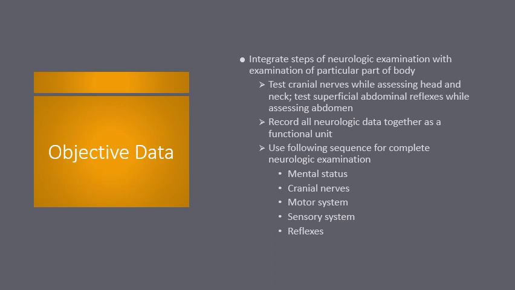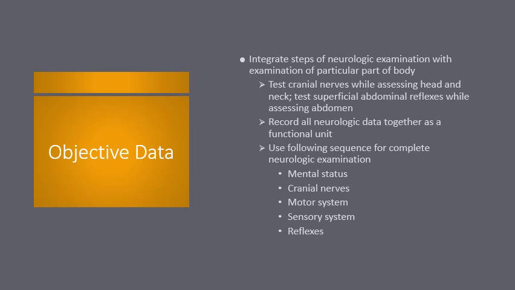So you'll test your cranial nerves while you're assessing the head and neck. You'll test the superficial abdominal reflexes while assessing the abdomen. You'll test the peripheral nerves while assessing the extremities. You'll record all neurological data together as a functional unit. So even though the assessment is done kind of area by area, the recording is done by body system, which is why we teach it as a system rather than as a head-to-toe approach.